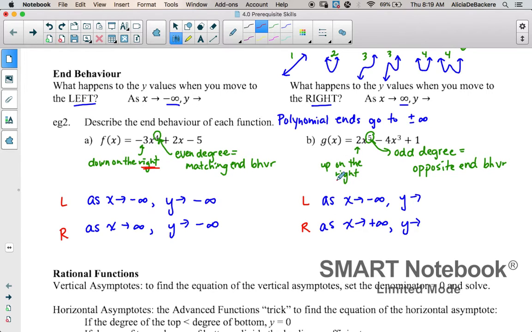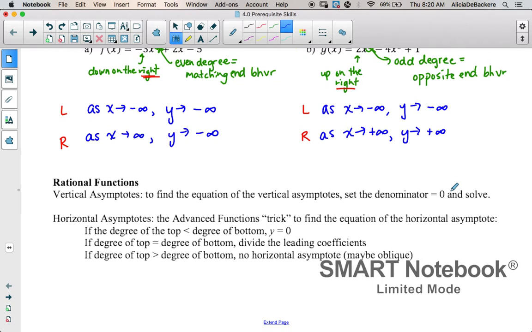So again, just thinking in my head that this is the left and this is the right, and I know because of the lead coefficient being positive, I know it goes up on the right. So I know that this guy here is heading to positive infinity, or again, you could just write infinity. And then the odd degree tells me that I have opposite end behavior. So if this one was positive, I need this guy to be the opposite, so it's negative infinity.